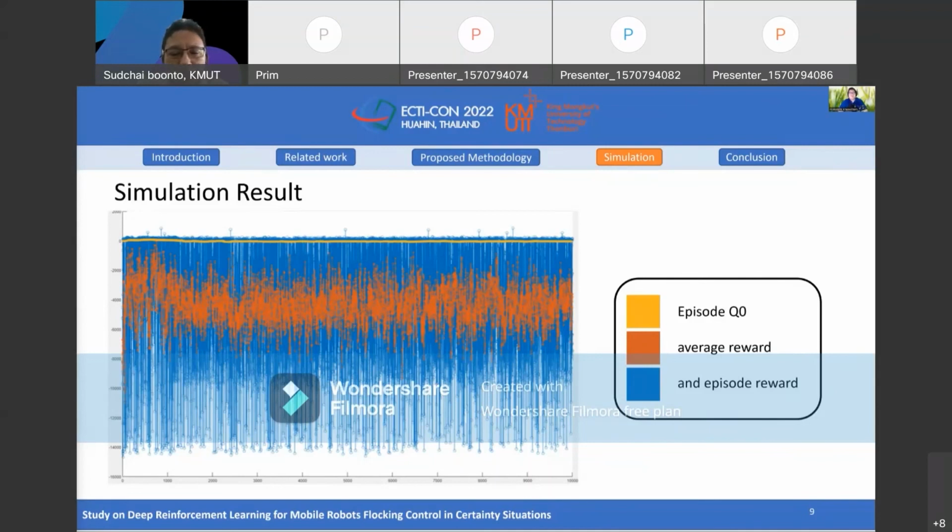maintaining distance between themselves and avoiding collision or not. In the episode Q0, it doesn't get higher or lower from the start to the end of the simulations. It can tell that the robots can get better performance than the earlier episodes. The robot simulations from the average reward don't get higher results either.